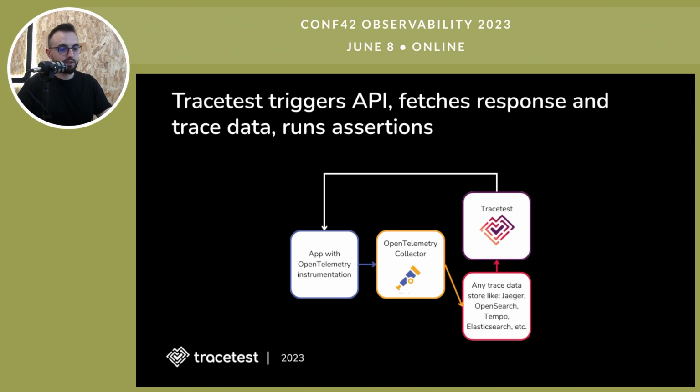Now, the way it functions with tracetest is pretty similar. It hooks into your data store and it triggers your app with HTTP or gRPC requests. So it just triggers the API, fetches the response, gets the trace data, and then runs assertions based on that trace data. So it's just another service alongside your existing OpenTelemetry and observability setup.